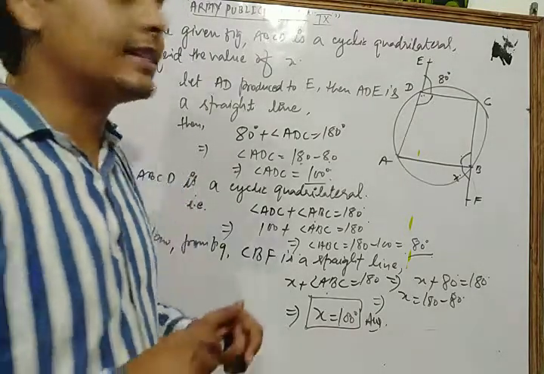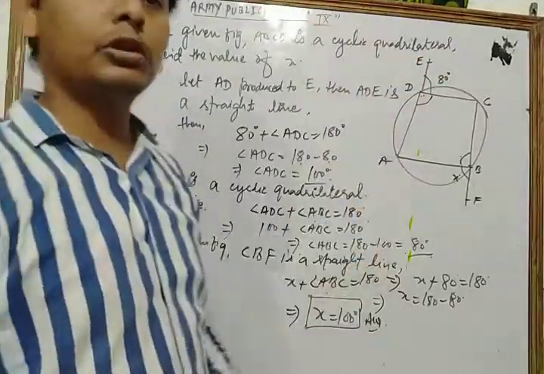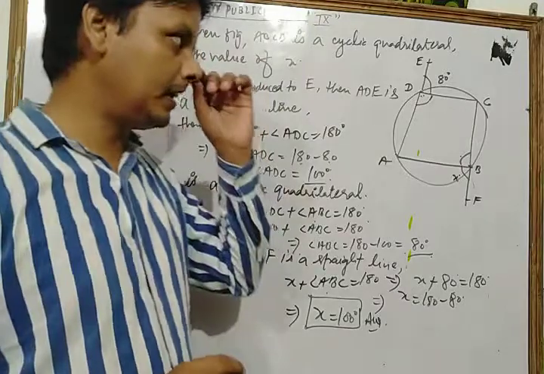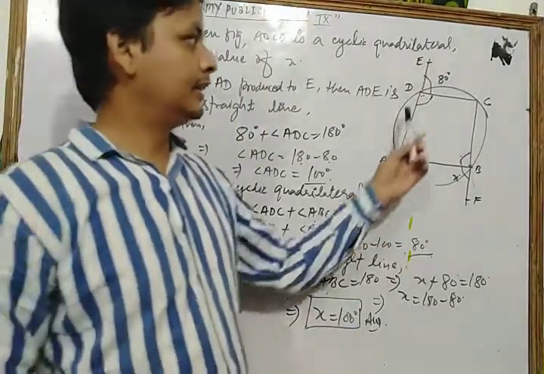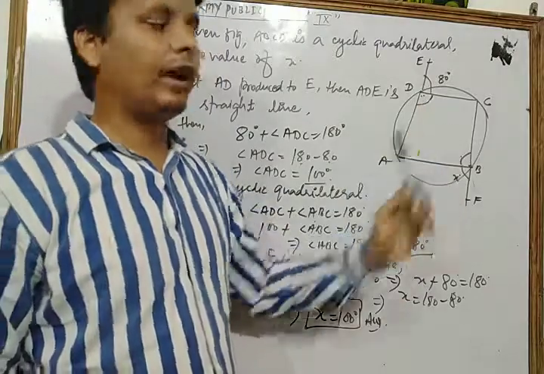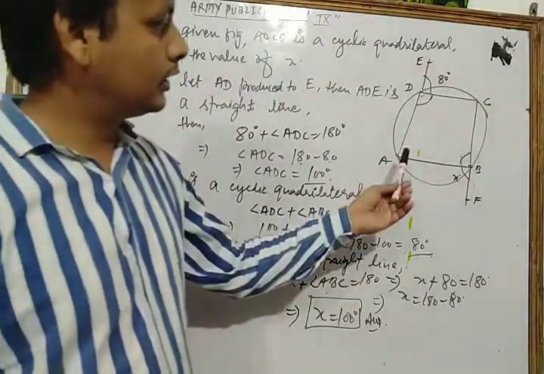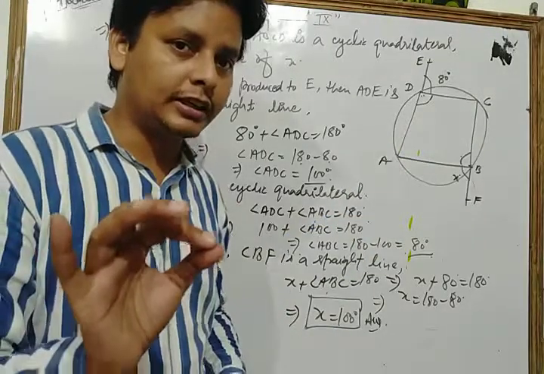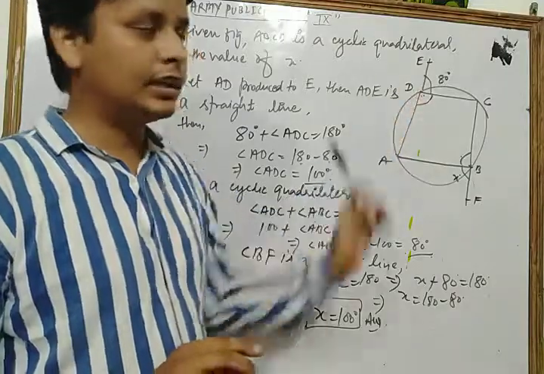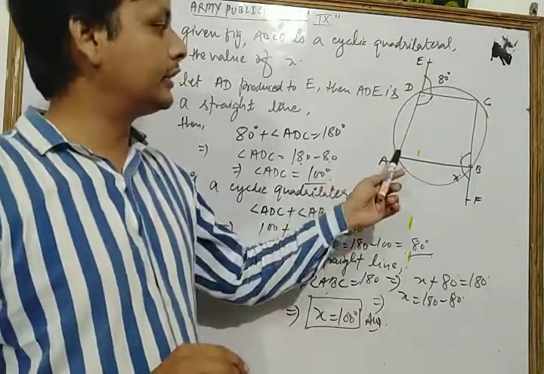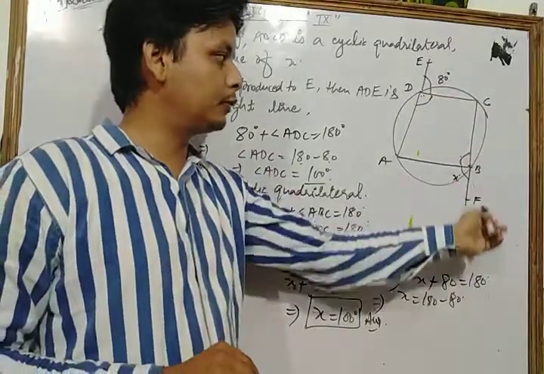Okay, now let's see once more, dear students. This is one of the most important questions of your exercise. In that figure we find the value of X. First of all, we have to do a little bit of construction in that figure. We produce AD to E, and we take F as CB produced to F.